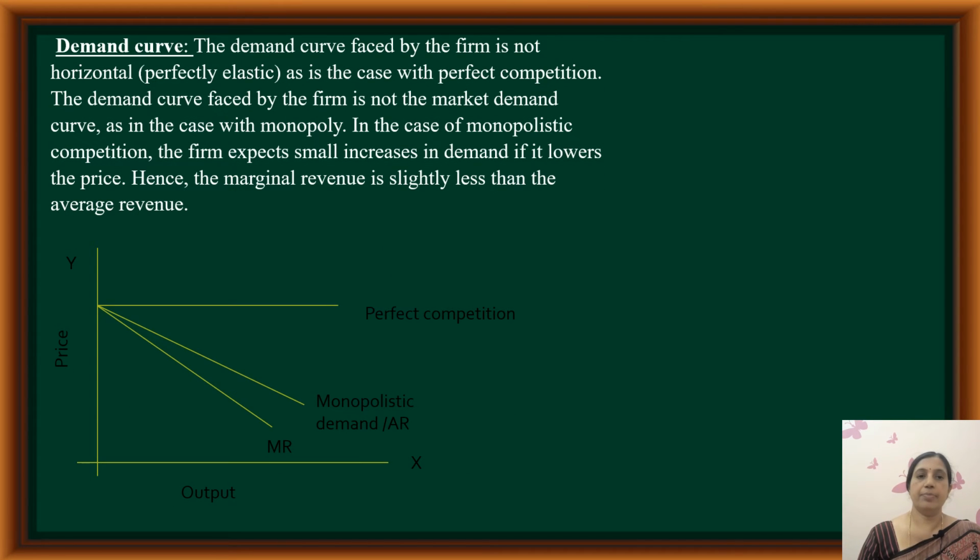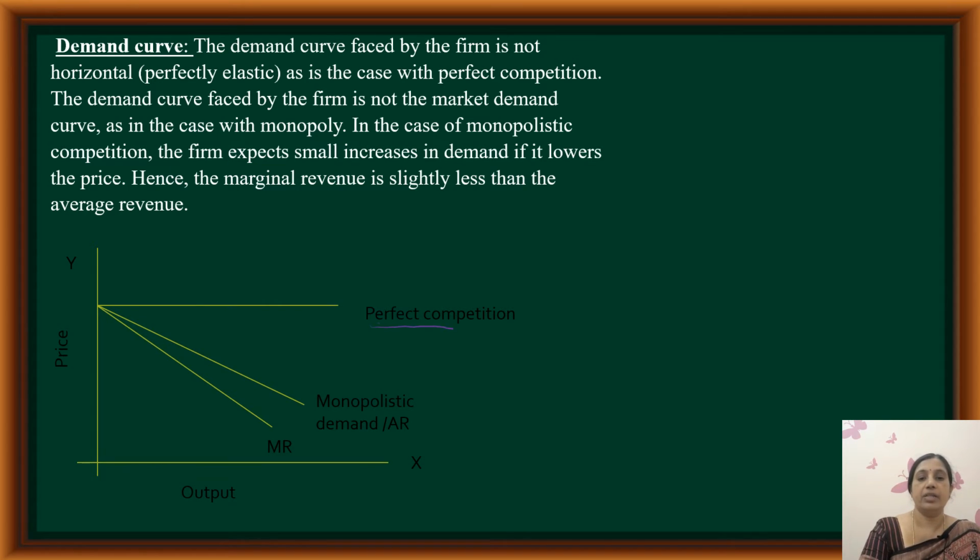Now let us discuss the demand curve. The demand curve slopes downward from left to right. What it indicates is that under monopolistic competition, like a monopoly, the firm can sell more at a lower price and less at a higher price. Under perfect competition, the demand curve for firms is perfectly horizontal. But under monopolistic competition, similar to monopoly, firms have a demand curve which slopes downward from left to right.